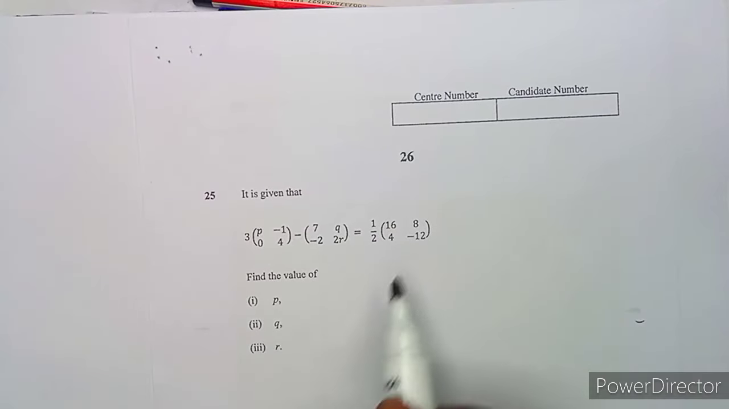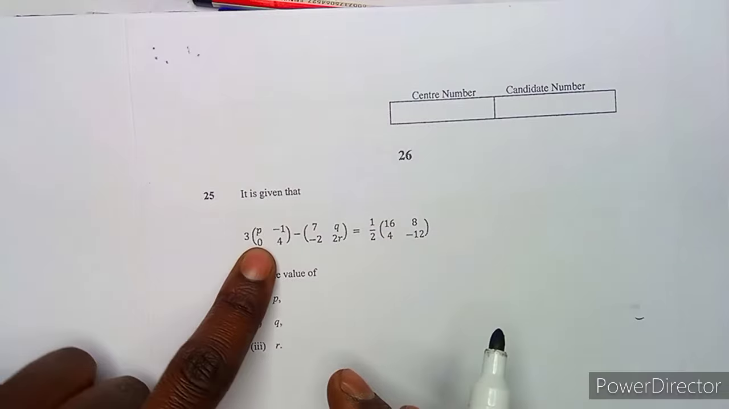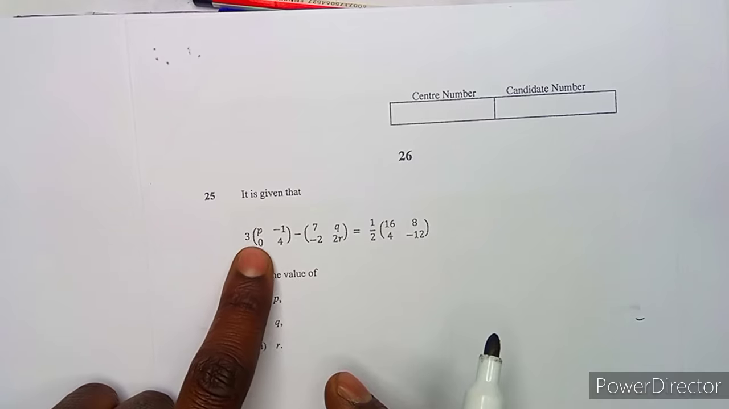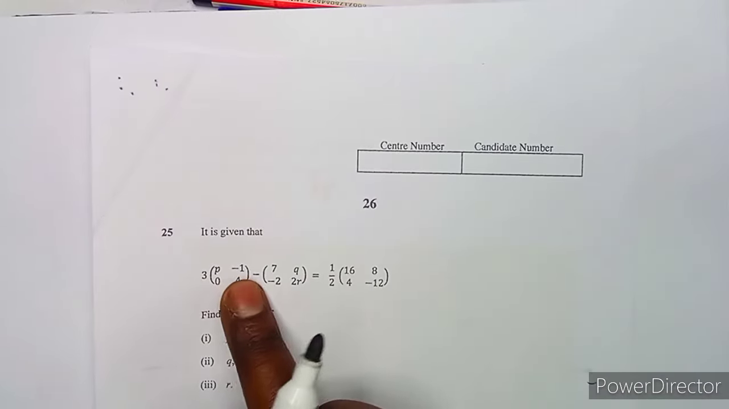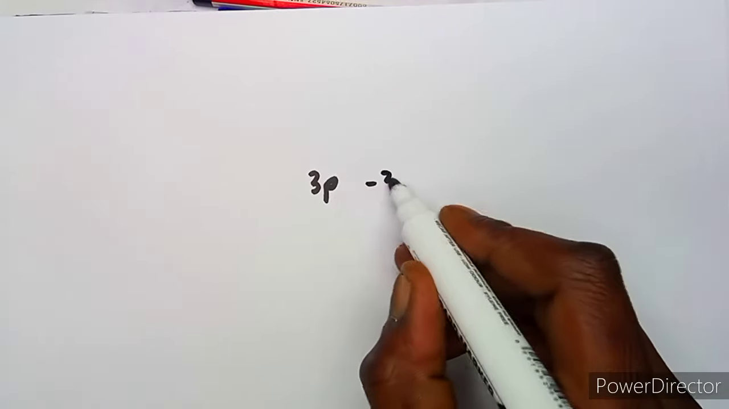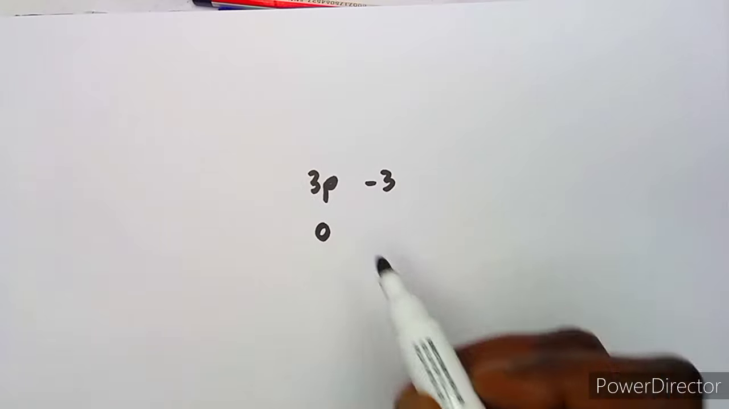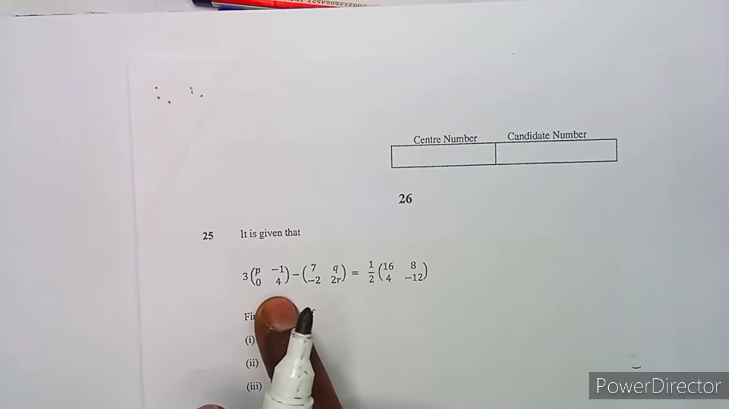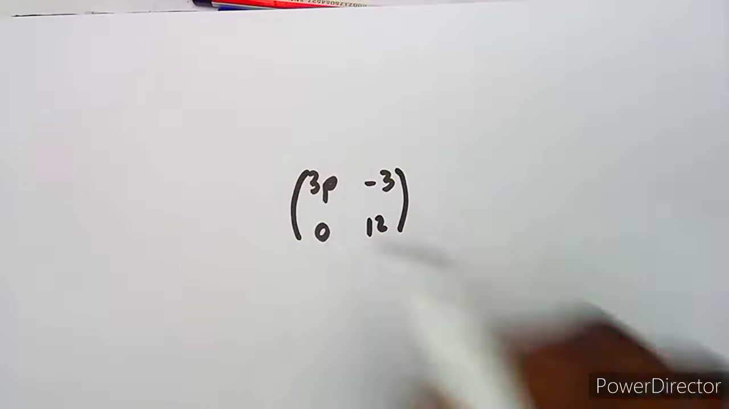I'm just going to expand as we're answering. We want to calculate the value of p, q, and r. So this is what you're going to do. You expand this one by 3 times p, 3 times everything, you multiply by 3. Okay, so let's multiply together. 3 times p, which is 3p here. 3 times minus 1 is going to be minus 3. And this one, 3 times 0 here, which is going to give us a 0. We also have 4 here, so it's 3 times 4 there, which is 12. All right, so this is what you're going to have.